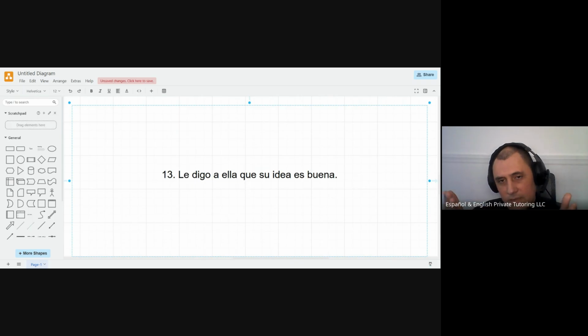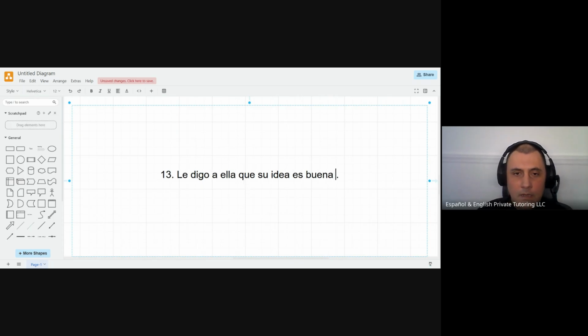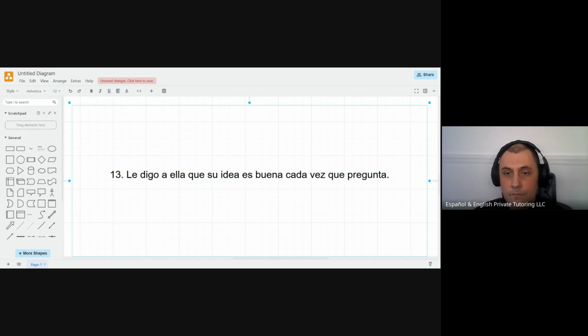This is a good sentence, but it's an incomplete idea. To make it better, let's do it this way. Le digo a ella que su idea es buena cada vez que pregunta. So now this sentence is better. Try to figure out why and try to translate it.